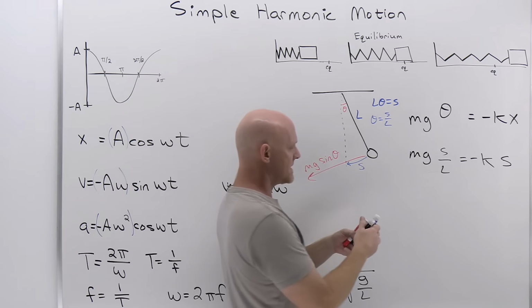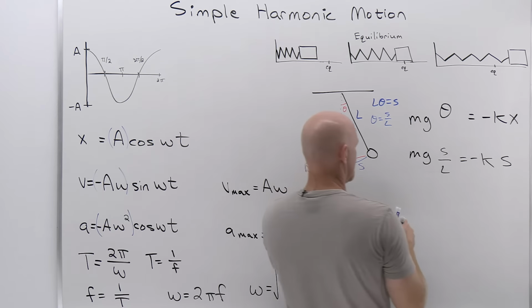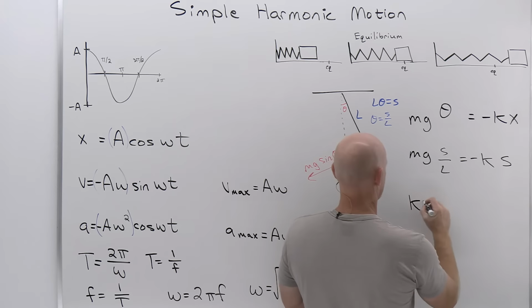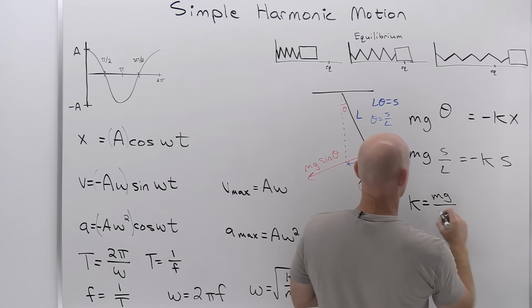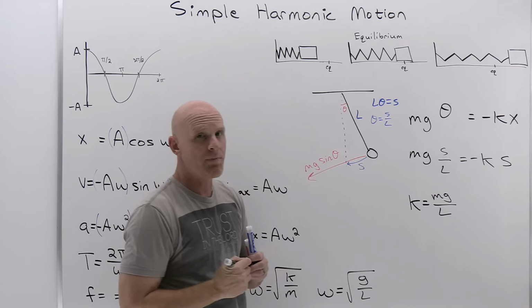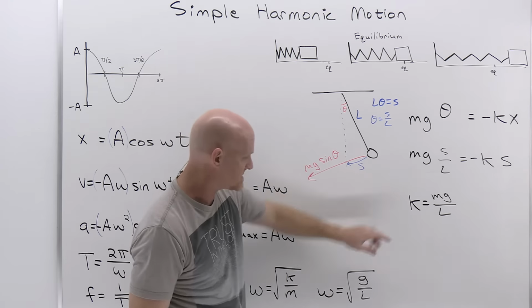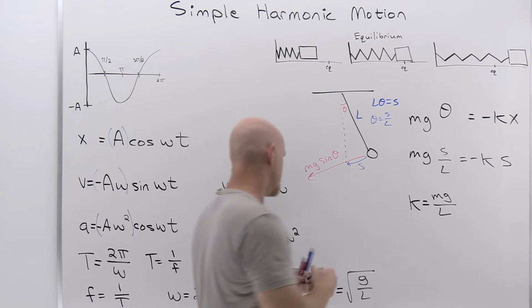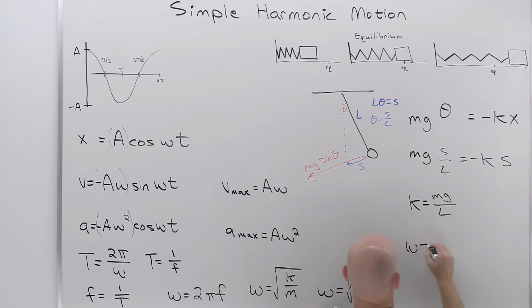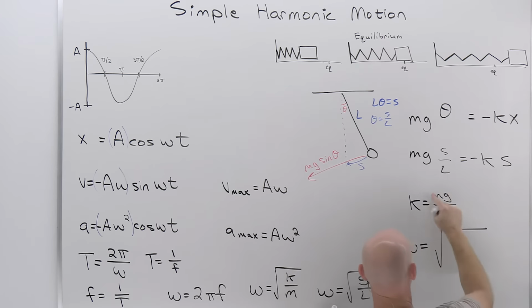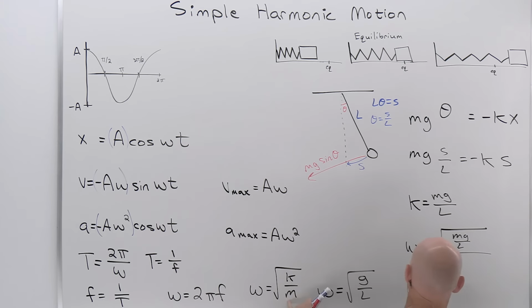And all of a sudden now we can come up with an expression for k, and we can see that k is going to equal mg over L. And if we go back to the frequency factor, which was the square root of k over m, and substitute this in, that's where this is ultimately going to come from. So now omega equals the square root of k, mg over L, all over m.